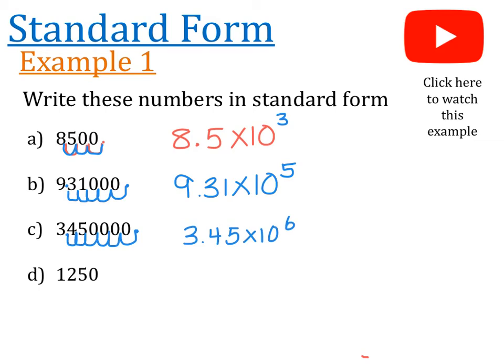All right, and the last one is quite a small number, but just to show you, it still works with small numbers as well. So 1,250, and we need to get that to be 1.25. And that's going to go 1, 2, 3. So 1.25 times 10 to the power of 3. All right.